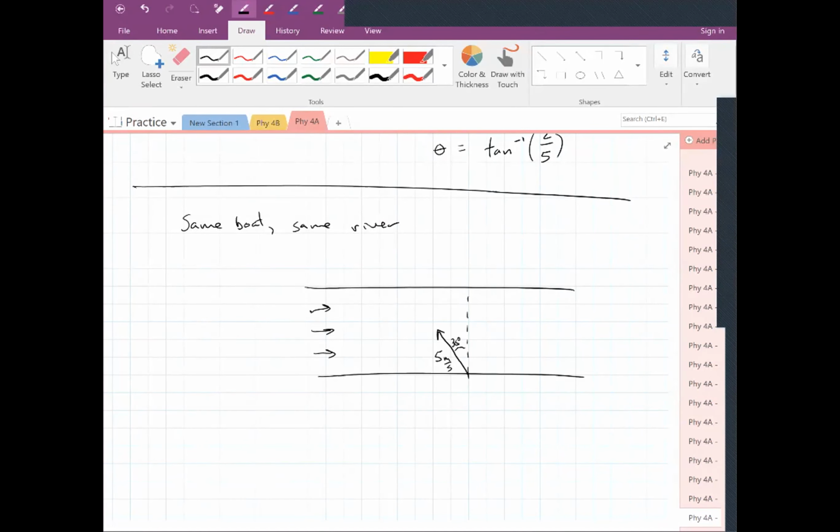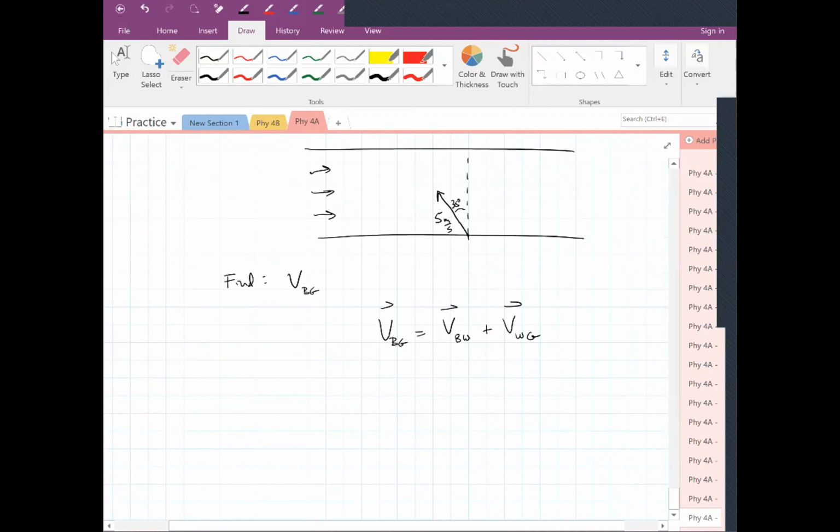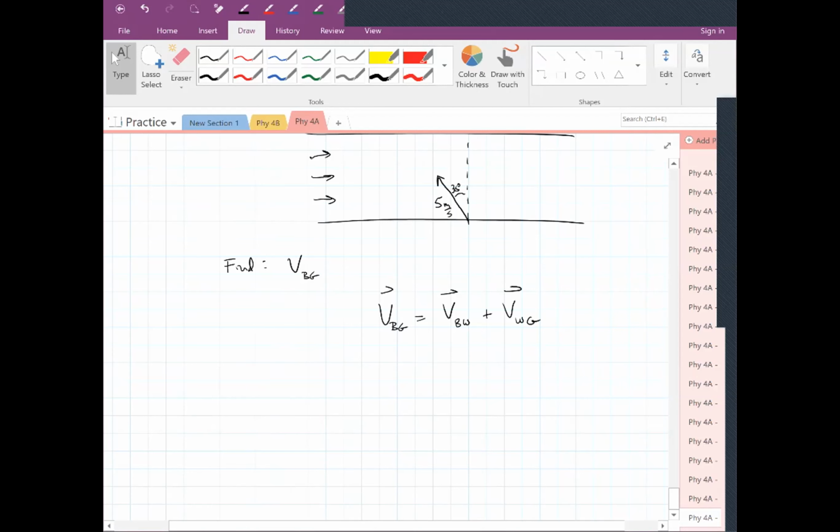Okay, so this time we're given that the boat is angled at 30 degrees, and we want to know what the velocity is. So we know that V boat ground is V boat water plus V water ground, right? And so this one is a little tricky.